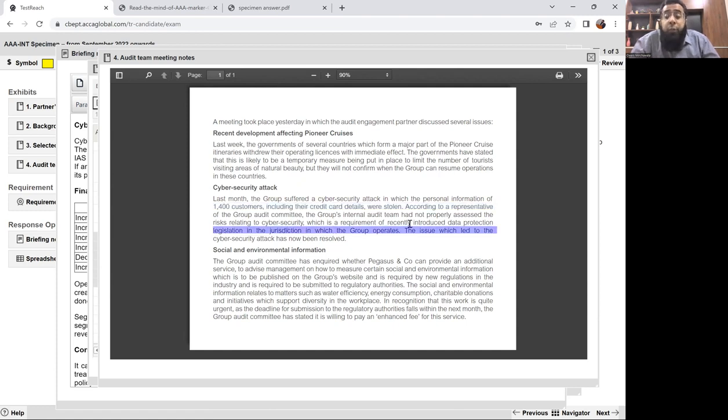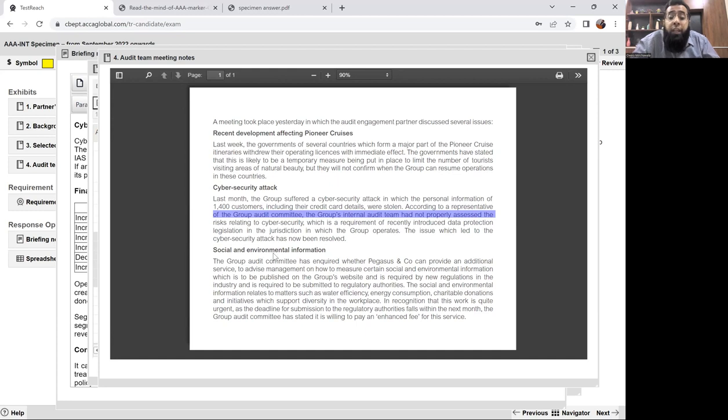In the jurisdiction in which the group operates, the issue which led to the cybersecurity attack has now been resolved. But what about the 1,400 customer data which has been stolen? What about the breach of the legislation which has happened? And then it also creates a risk on the controls of the company because the internal auditors are not alert and they are not doing good risk assessment. And the group audit committee is not detecting the issues when they should have been.